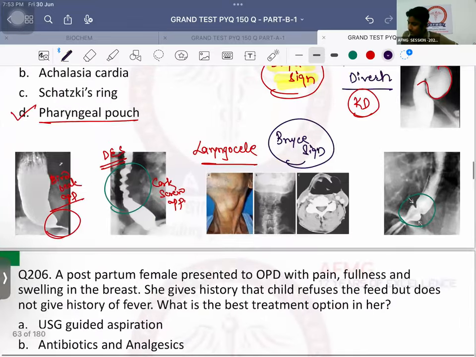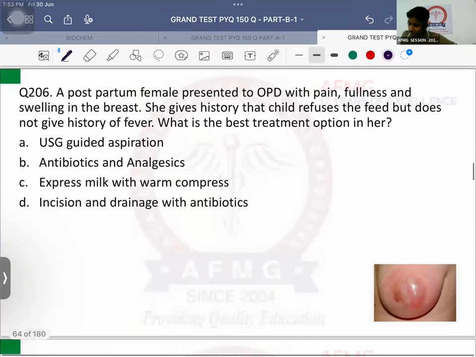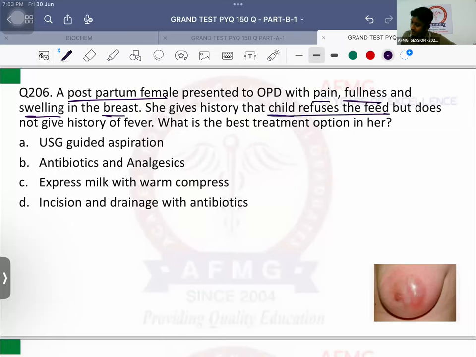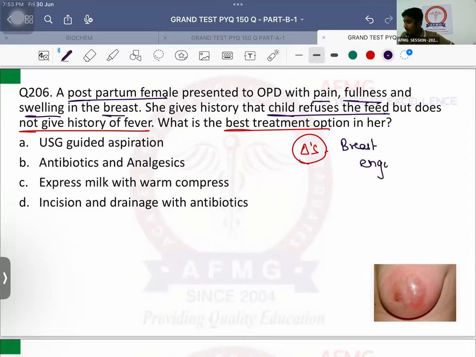206. A postpartum female presented to OPD with pain, fullness and swelling in the breast. She gives history that the child refuses the feed but does not give history of fever. What is the best treatment option for her? Provisional diagnosis. It is a case of breast. If after sitting in my class someone made the diagnosis of abscess, I will tell you. Important is the child is refusing the feed.